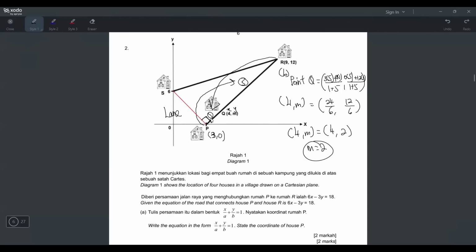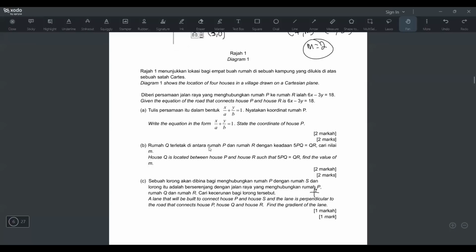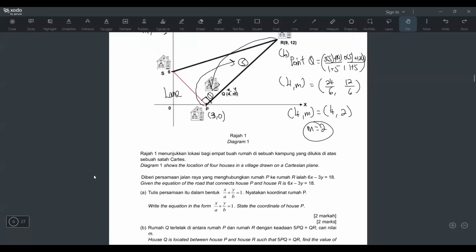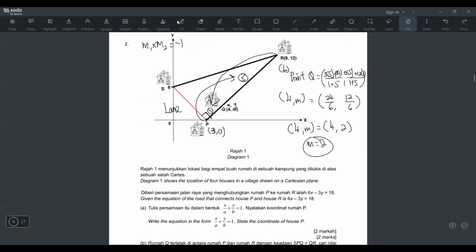And whenever you see 90 degree, you have to automatically think about this formula, M1 times M2 equals -1. Because when two lines are perpendicular, then it means when you times the two lines' gradients, you will get -1, right? It means that later I can find the gradient lah. And yeah, they memang mau cari gradient of lane. So what do they mean by find gradient of lane? It means they want to find gradient of PS lah, right?